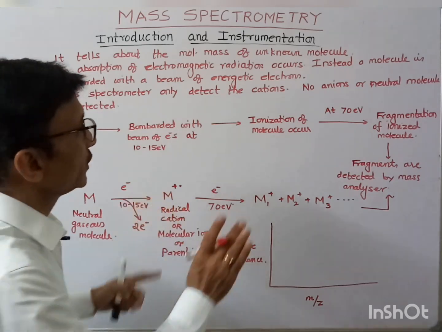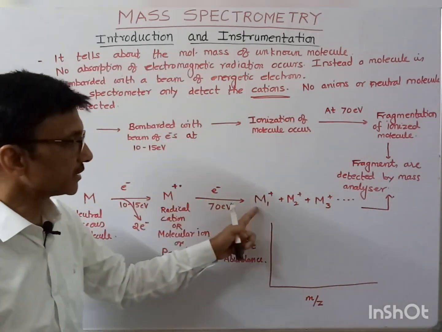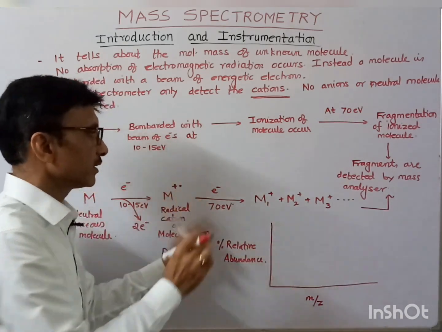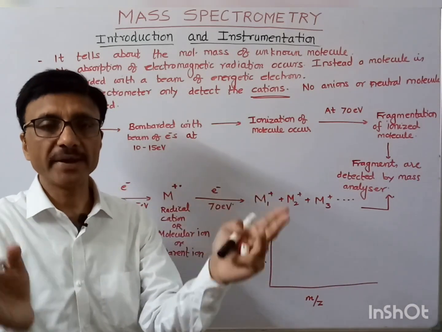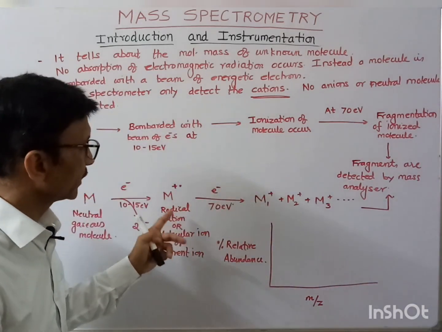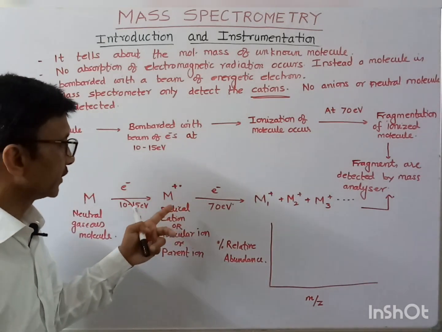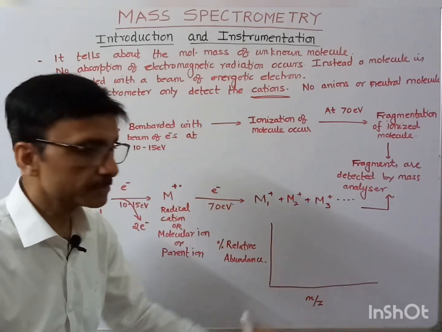What I told you, it only detects the cations. These are the cations: one cation, another cation, another cation. So this is the complete molecular ion, and this is a fragment ion, when the molecule undergoes breaking. I will give you an example to help you understand more. So this undergoes breaking, and we will get the spectrum.